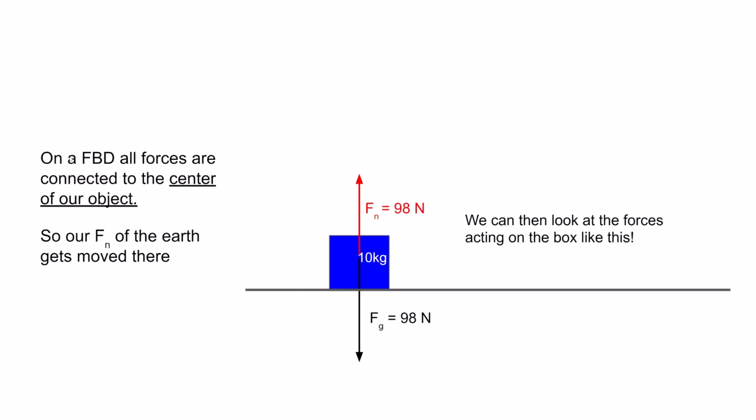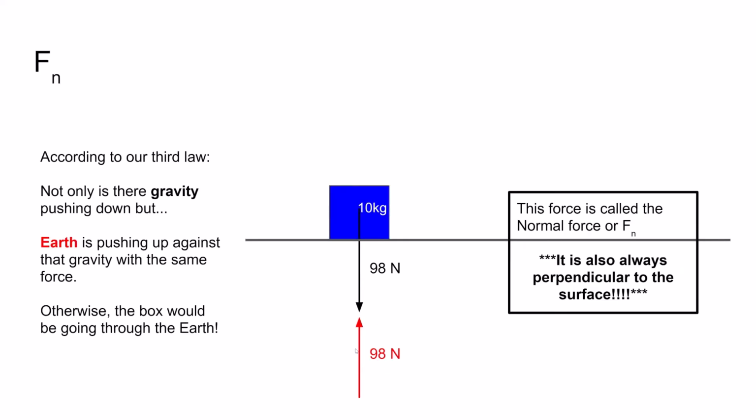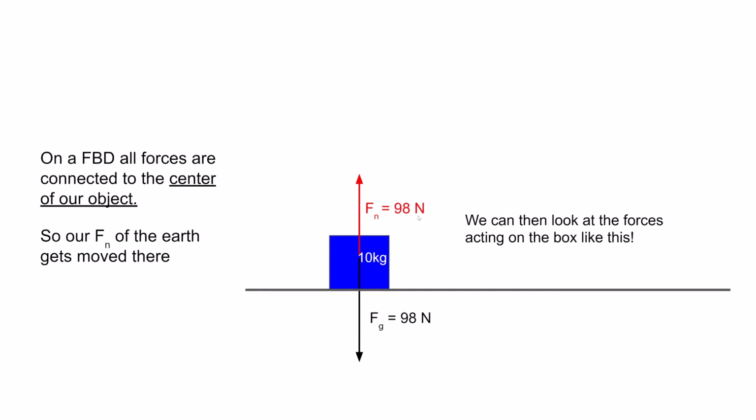Okay? On a free body diagram, like I talked about, all of our force vectors are connected to the center of our object. So instead of it being like this, we're going to move that F of N up here to connect to the center of the box. Okay?